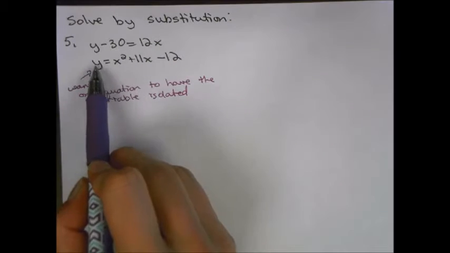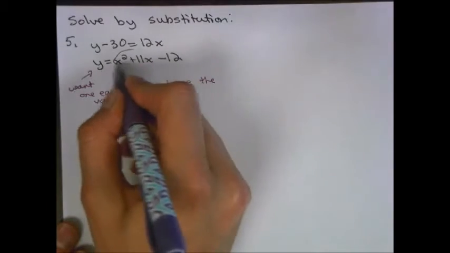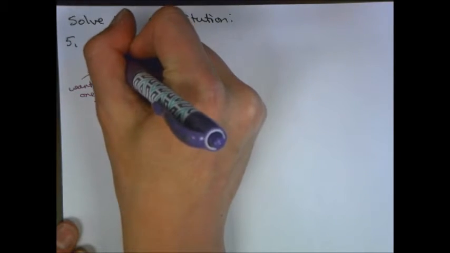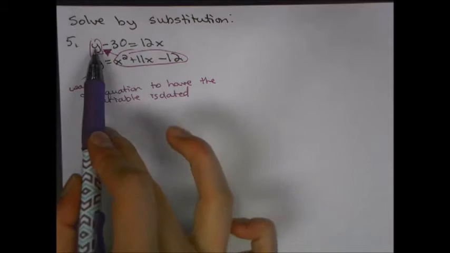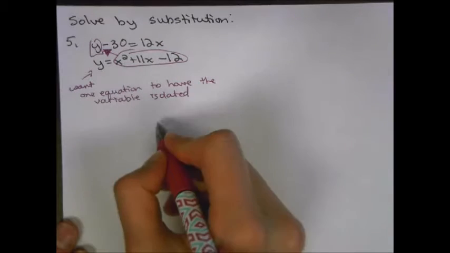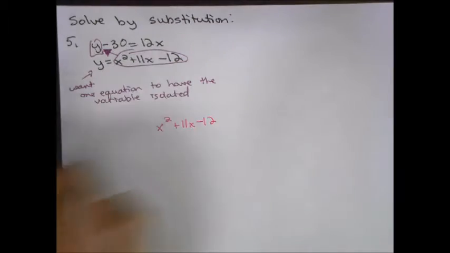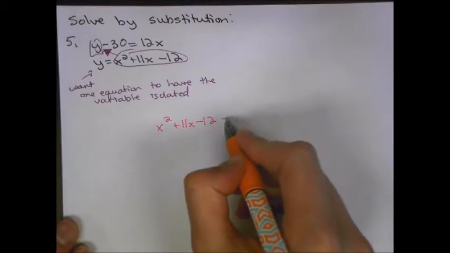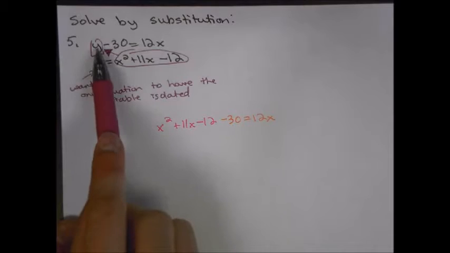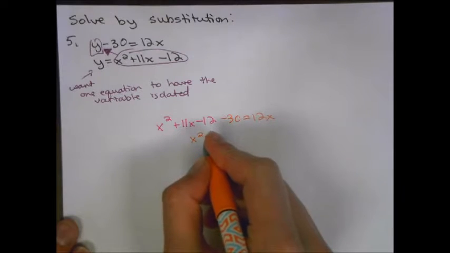So we have y equals, so we have that. And what we're going to do is we know y equals this, so I'm going to take this and plug it in right there. So instead of y, we're writing x squared plus 11x minus 12. And then we're going to write the rest of the equation, minus 30 equals 12x. So again, instead of this y, I wrote this quadratic. This can simplify down.